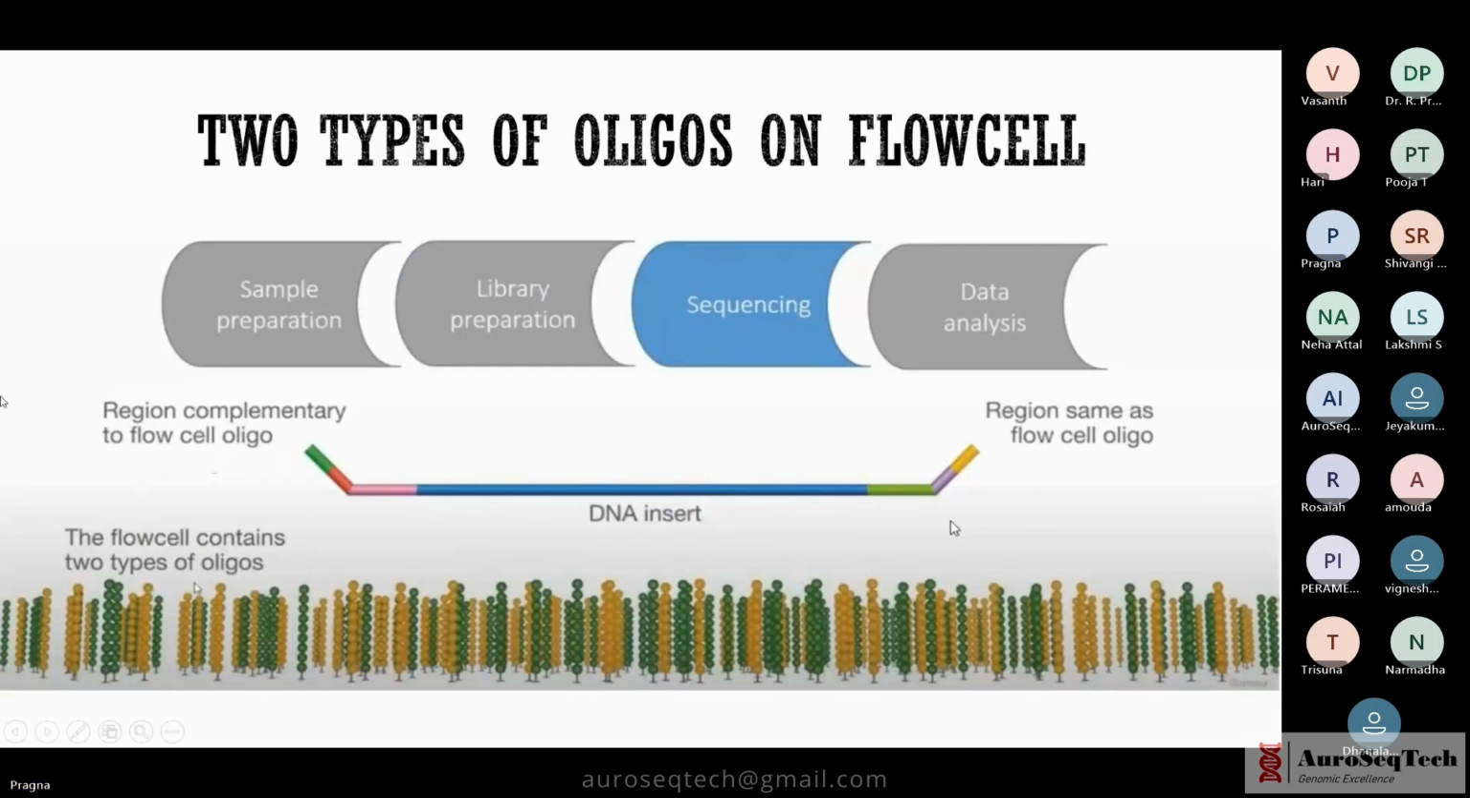Then below here, you can see the flow cell. This is how the flow cell looks in zoom. The flow cell contains two types of oligos, and both types are attached. This way we have millions of oligos attached to the flow cell.